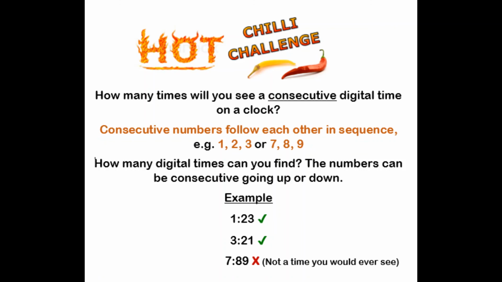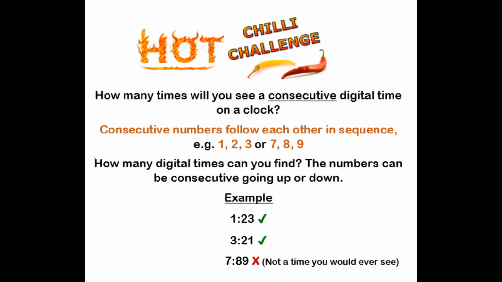And the last thing I want to show you is this hot chilli challenge. Now this one is all about different digital times. So let's read it through, and then I'll try to explain it the best I can. How many times will you see a consecutive digital time on a clock? Consecutive numbers follow each other in sequence. For example, 1, 2, 3, or 7, 8, 9. So numbers that go straight after each other in order. How many digital times can you find? The numbers can be consecutive, going up or down. So you're looking for digital times where the numbers are consecutive.